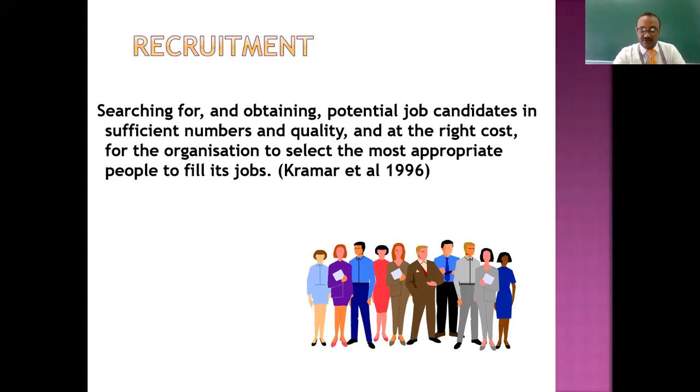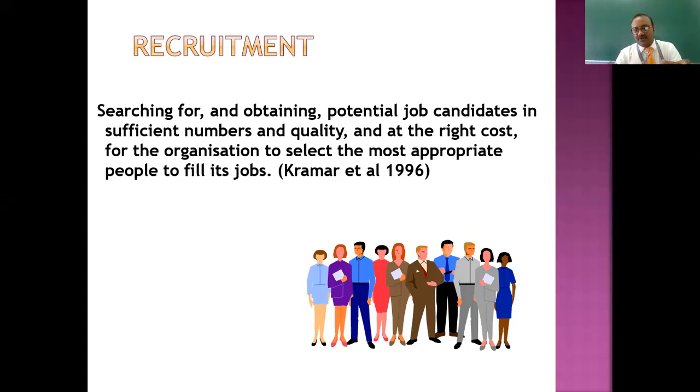Obtaining is what? Not just getting 1 or 2 in number. You need to get a sizable number, because only then can you select. Selection is possible only when you have alternatives, only when there are options. Only then can you make a choice. You can say, I select this person and I reject these 4 candidates.